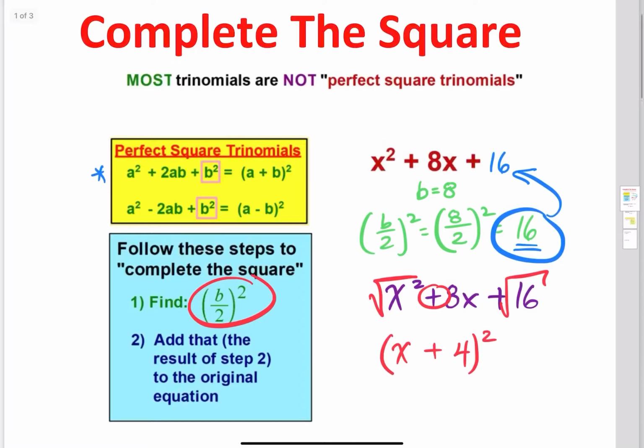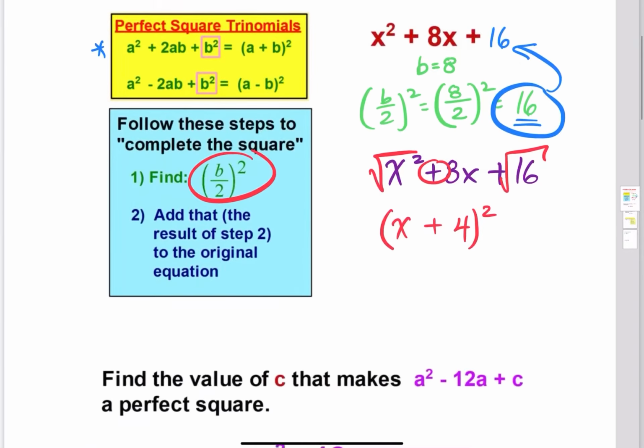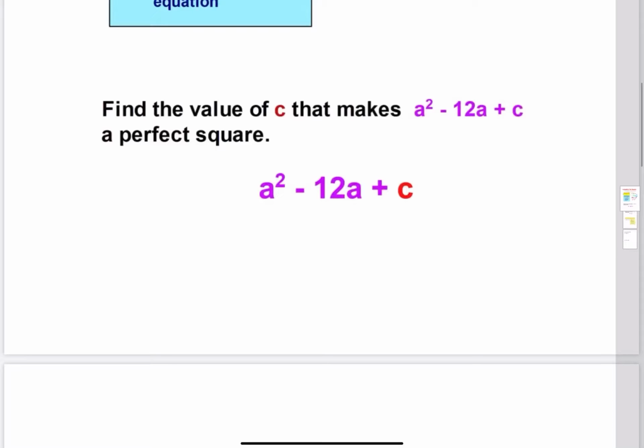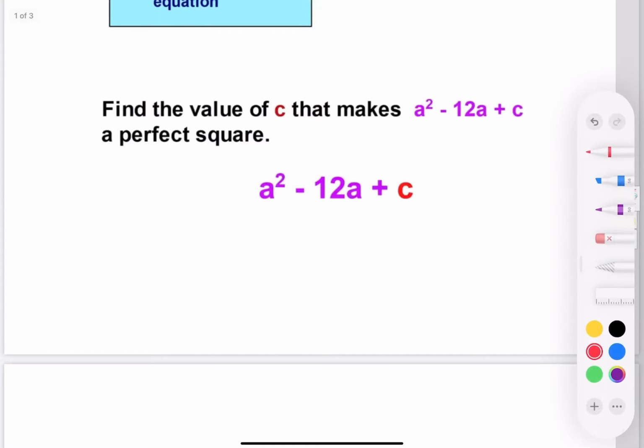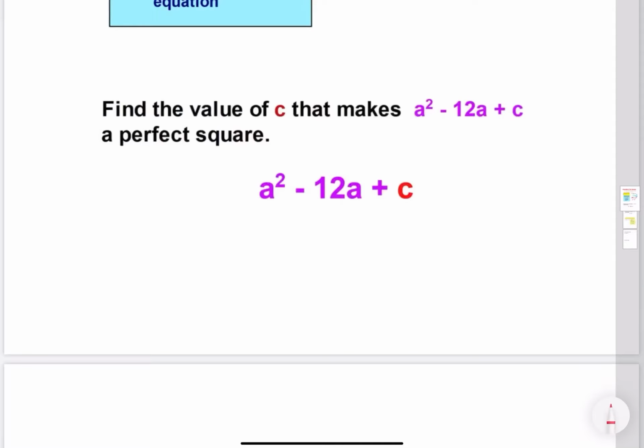We're going to be using this to help us solve equations in a bit, but before we do that, let's try some more. So here we got another one. It's a squared minus 12a plus some c value. And we want to know, what is that c value in order to make it a perfect square trinomial? So we're going to do the same thing, except this time b is equal to negative 12.